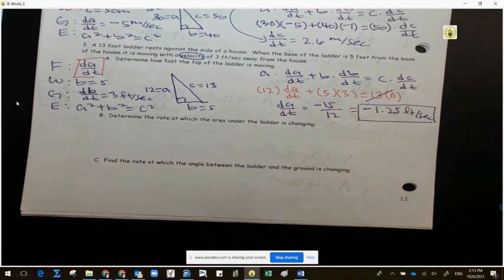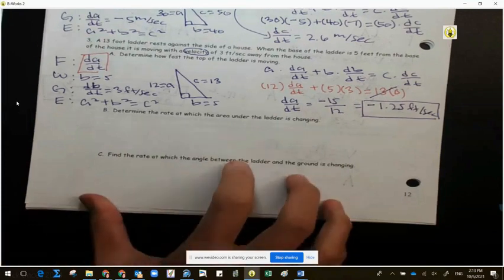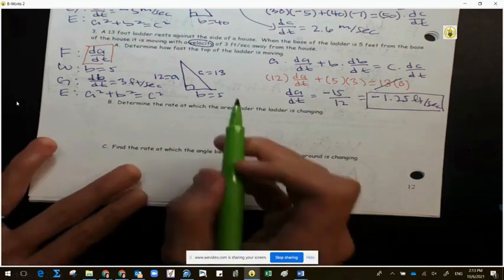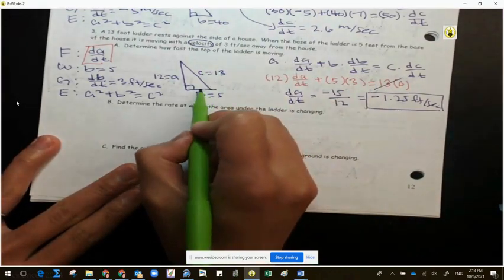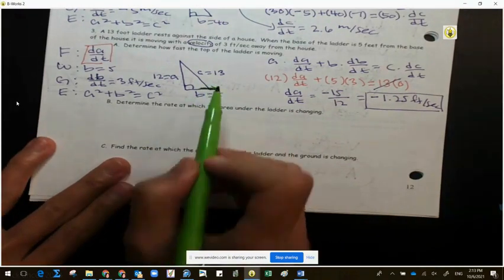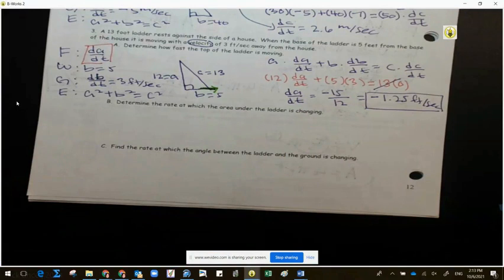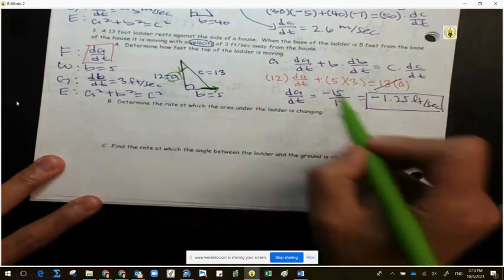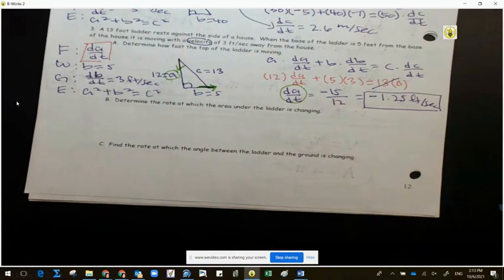Do you guys have any idea why it's negative? Because I'm going to show you with the picture. Look at the picture. It says the house is moving with a velocity of 3 feet per second. So what's happening is the ladder is getting further away from the house. If the ladder is getting further away from the house, does it make sense to keep the ladder at 13 feet? It has to go down. And because it has to go down, our speed of that specific spot has to be negative.